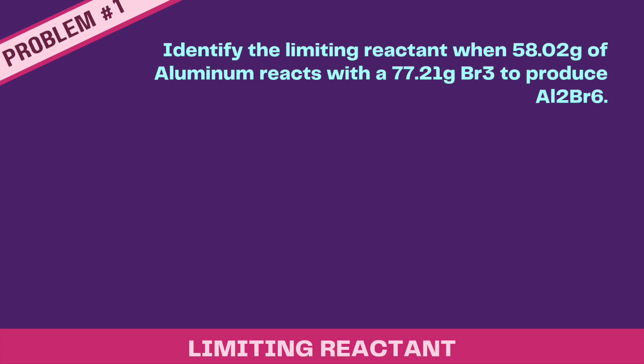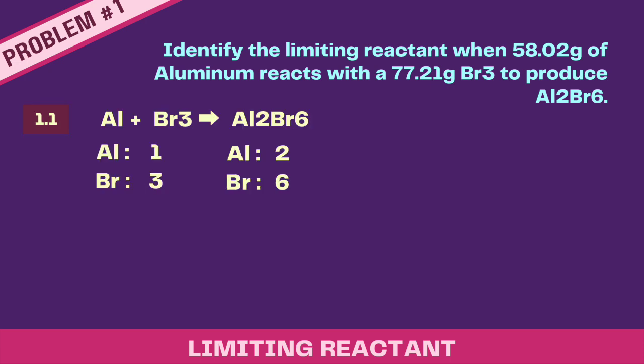Number 1. Identify the limiting reactant when 58.02 grams of aluminum reacts with 77.21 grams of Br3 to produce Al2Br6. First, let's see if we have to balance the equation. On the left side, Al has 1 and bromine has 3. On the right side, Al has 2 and bromine has 6. They are unbalanced, so the way I see it, if I put 2 on both Al and Br3, Al would be 2 and bromine would be 6, and they are now balanced.